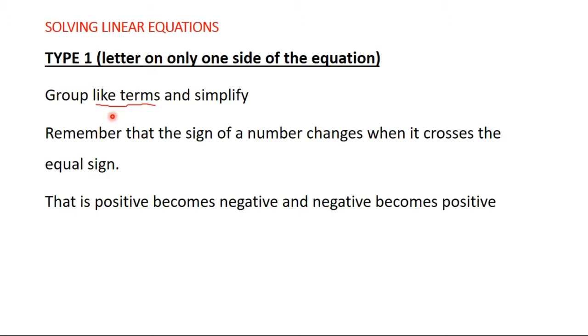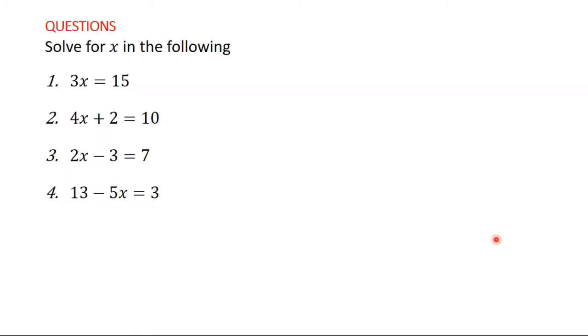Now, after you've been able to do that, the next thing is that you simplify what you have. Now, in grouping like terms, remember that the sign of a number changes when it crosses the equal sign. That means that positive becomes negative and negative becomes positive. When we pick examples, you understand what this statement means. So let's solve some examples.